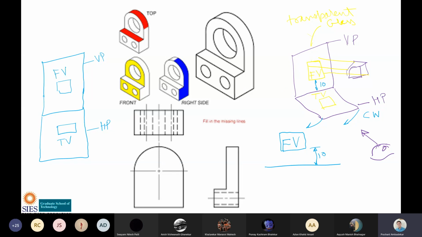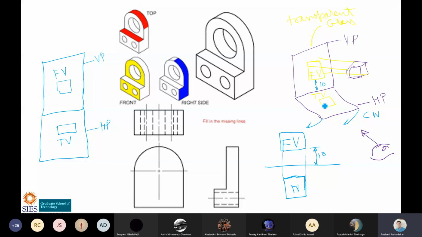Now the way I have kept the paper on this and traced it like this, by rotating the plane it is now possible for me to draw the top view below the front view. So I can draw the top view just below the front view. Now I am drawing this as projector. This is a light line. Now this is the top view, just below the front view.